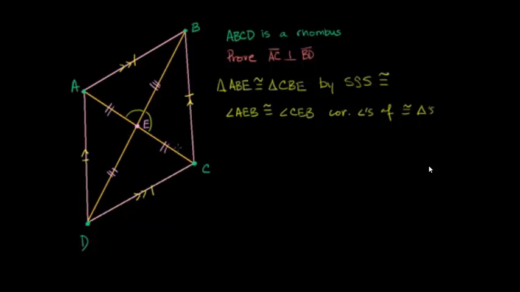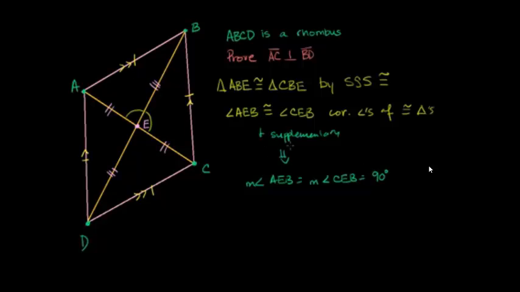And so if they're both supplementary, they're congruent and they are supplementary. So these two are going to have the same measure, and they need to add up to 180 degrees. So if I have two things that are the same thing, they add up to 180 degrees, what does that tell me? So that tells me that the measure of angle AEB is equal to the measure of angle CEB, which must be equal to 90 degrees.